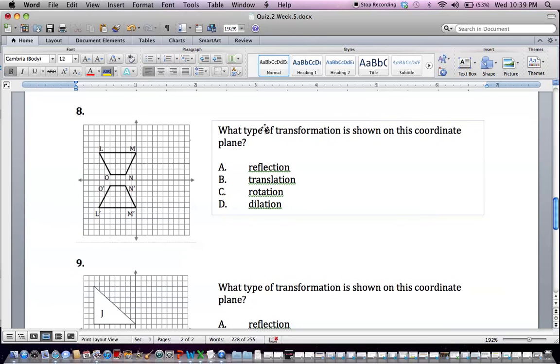Number 8, what type of transformation is shown on this coordinate plane? Look at this. Here's the pre-image. Here's the new image. What type of transformation is shown? Is it a reflection? Is it a translation? Is it a rotation? Is it a dilation?